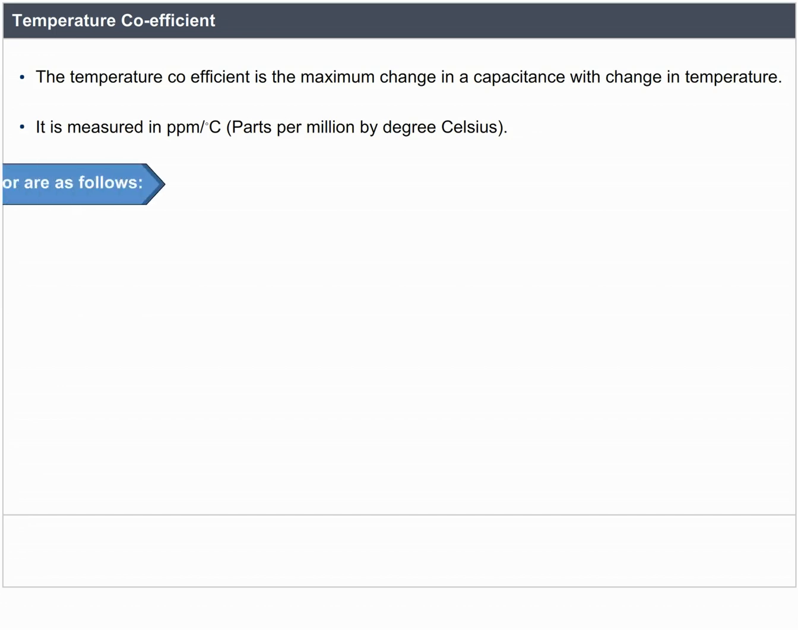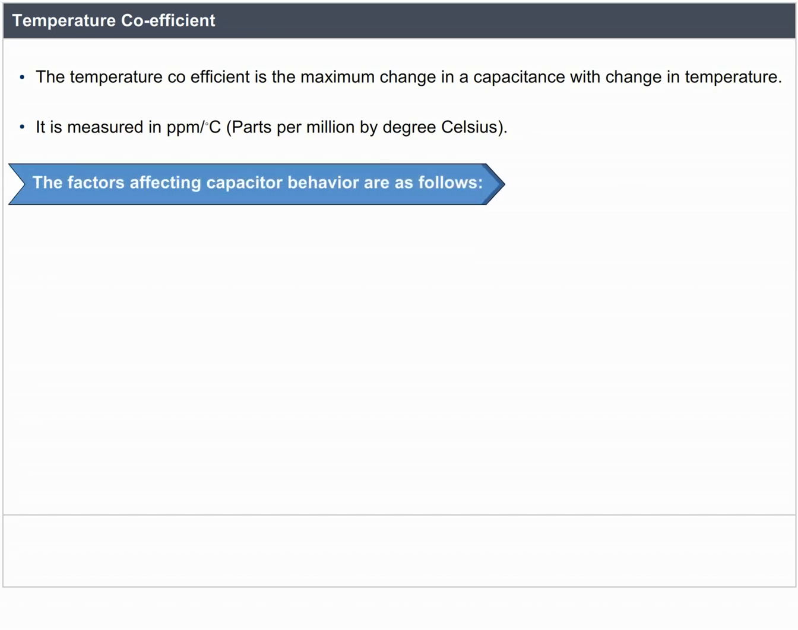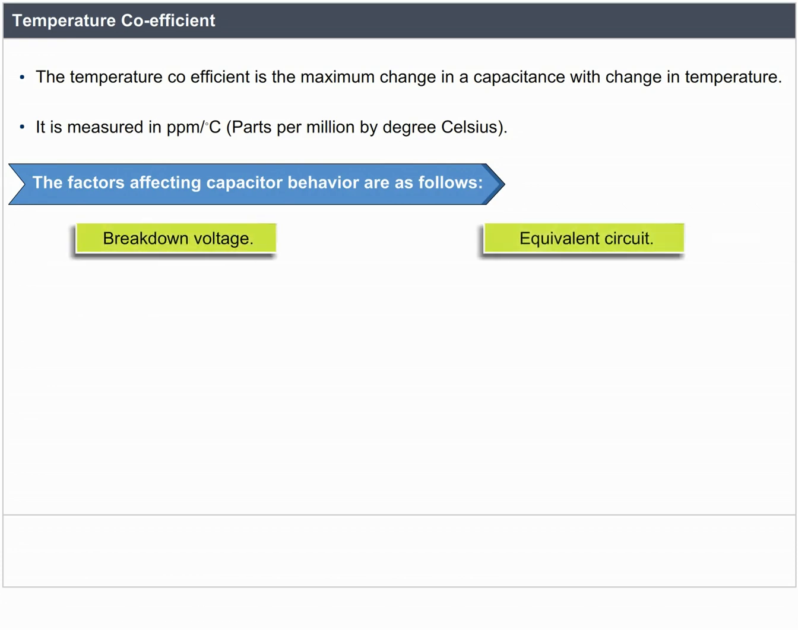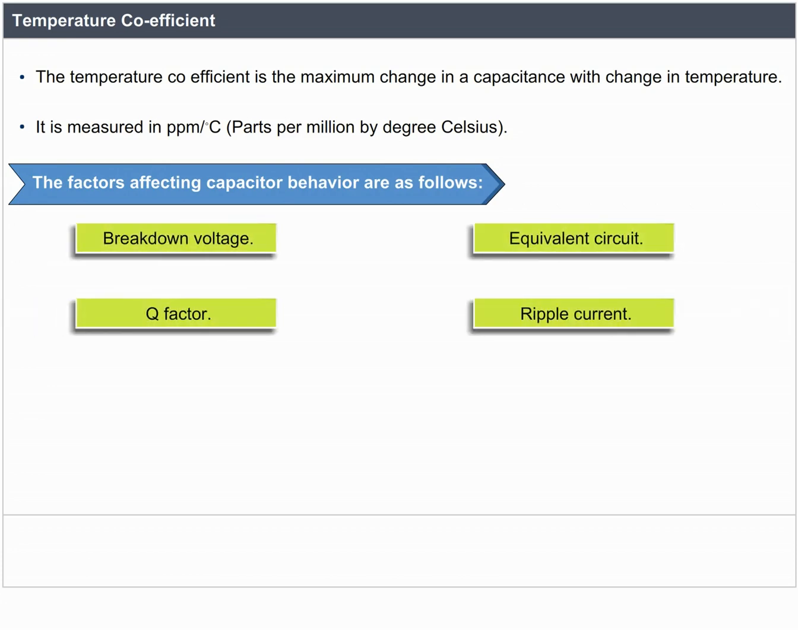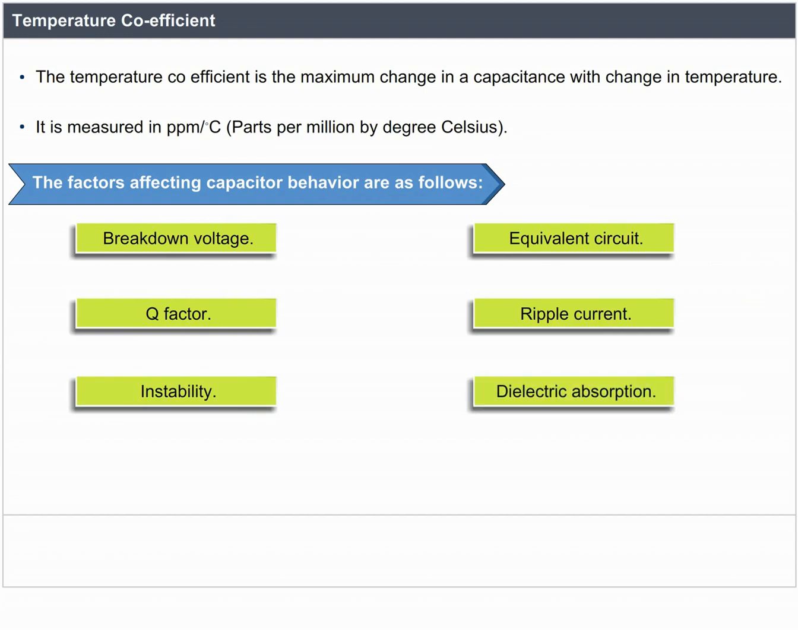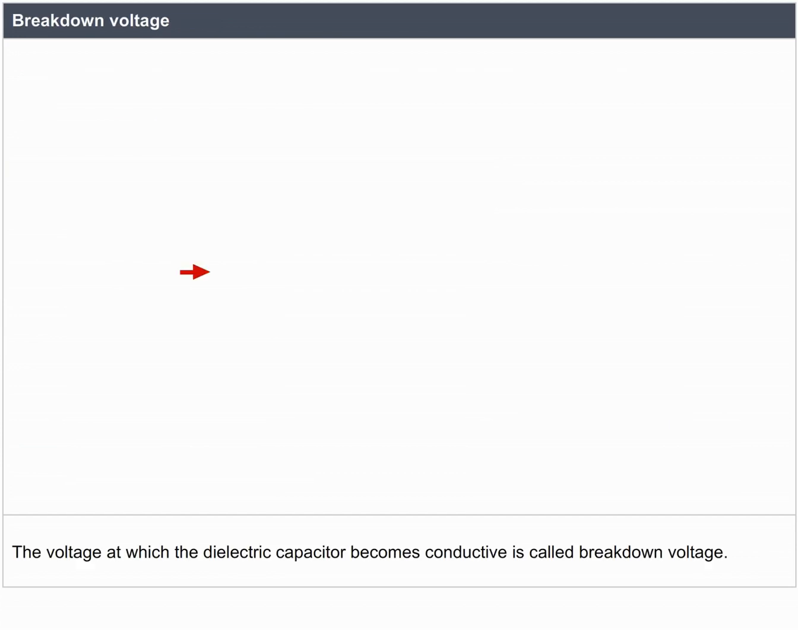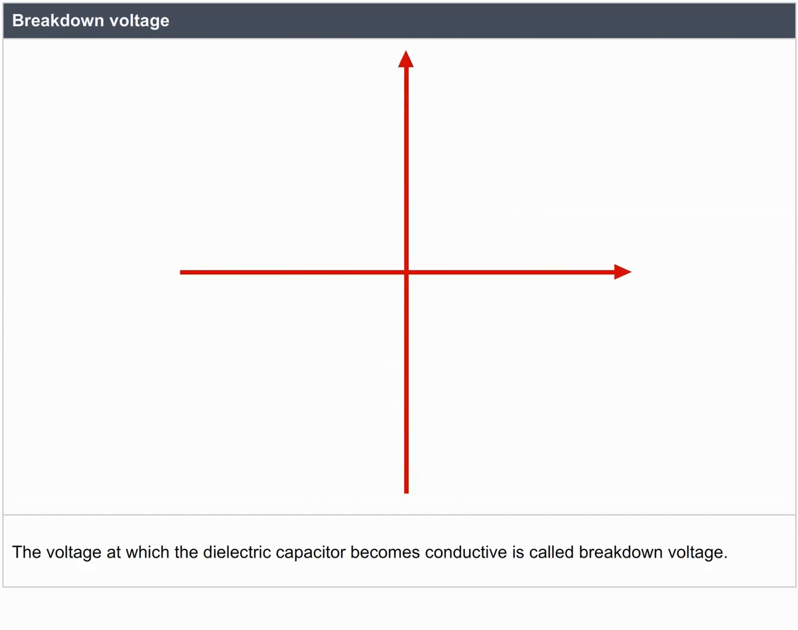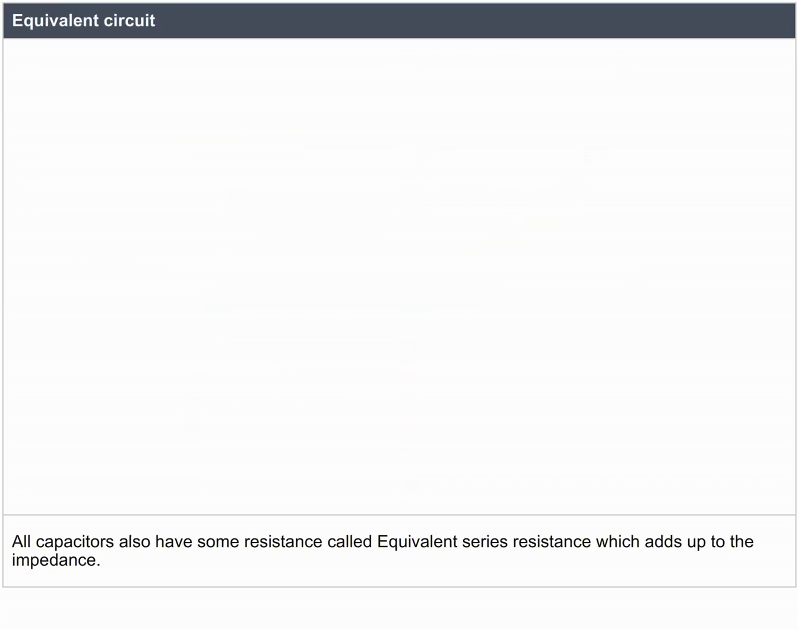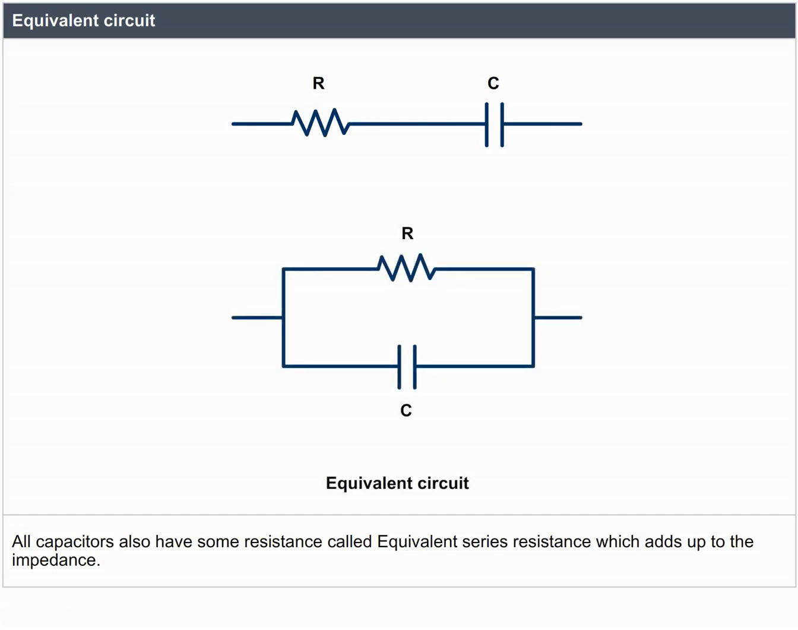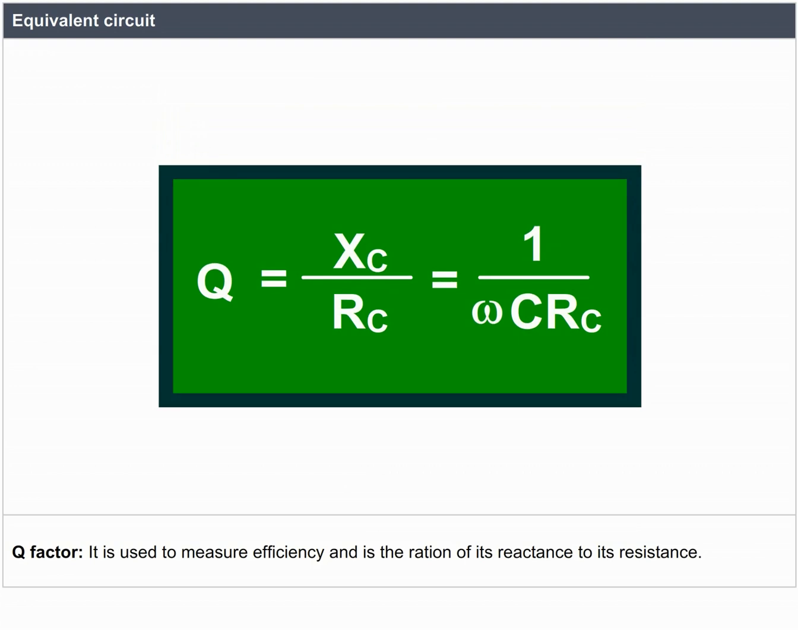The factors affecting capacitor behavior are as follows: breakdown voltage, equivalent circuit, Q factor, ripple current, instability, dielectric absorption, leakage current, and voltage reversal. Breakdown voltage. The voltage at which the dielectric of a capacitor becomes conductive is called breakdown voltage. Equivalent circuit. All capacitors also have some resistance called equivalent series resistance, which adds up to the impedance. Q factor. It is used to measure efficiency and is a ratio of its reactance to its resistance.